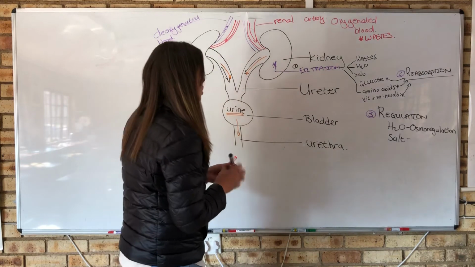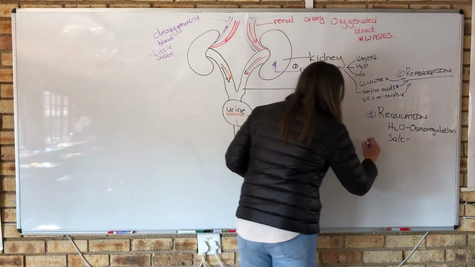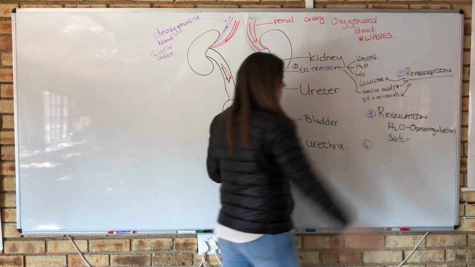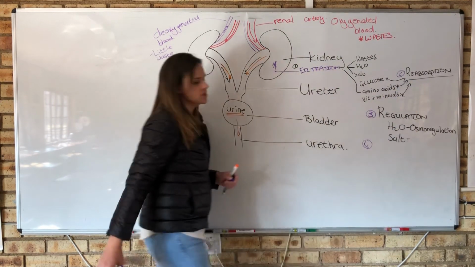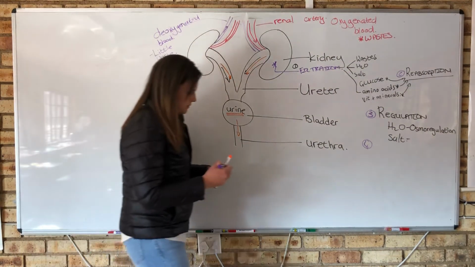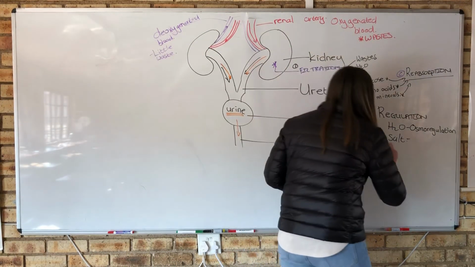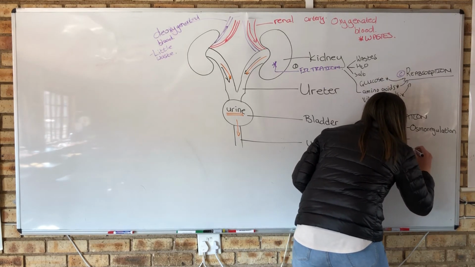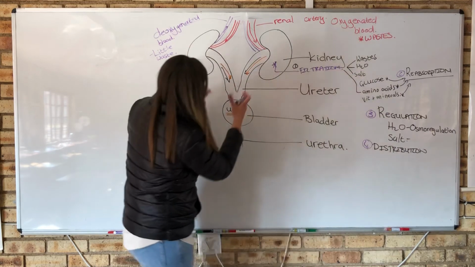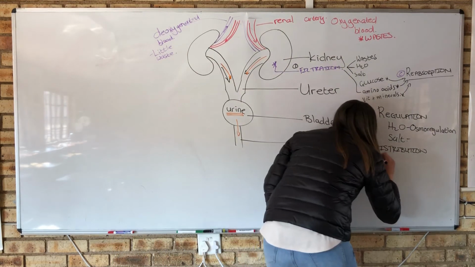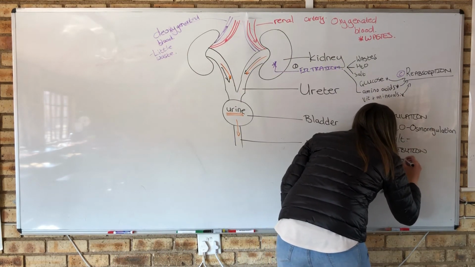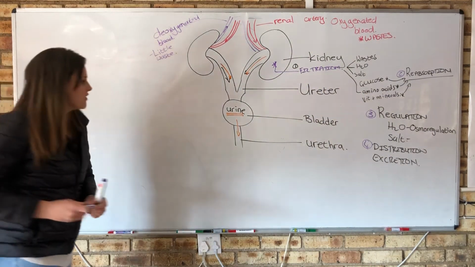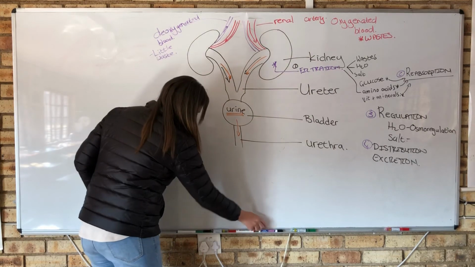And that leads us to the last step, step number 4. Once we've done everything, so we've filtered our blood, we've reabsorbed all the good things, we've regulated our water and our salt. Now we're on to step number 4. This is distribution of the urine. We distribute the urine from the kidneys to the bladder, and ultimately excretion can take place. And so we eliminate these waste products from our system via the urinary system.